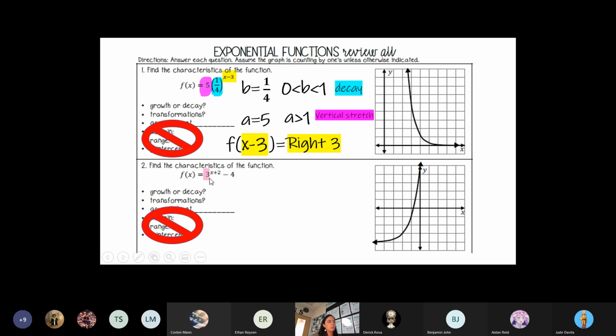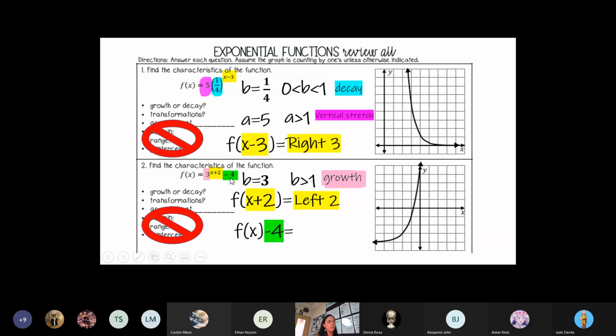Okay, going on to question 2. This 3 here is my B term. So my B, my ratio, is equal to 3. If my B is greater than 1, then I have exponential growth. Then I'm going to look at this x plus 2. If I write that in function notation, it's going to be f of x plus 2, meaning that 2 is affecting my x value, moving left and right. So I move left 2 if I'm adding 2.